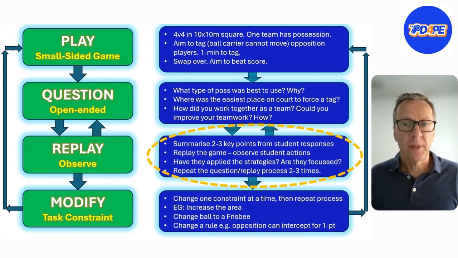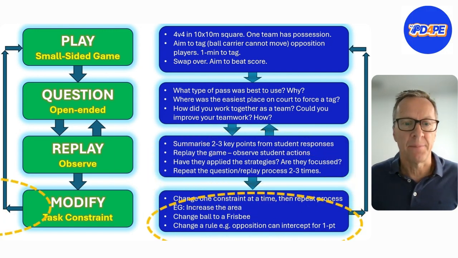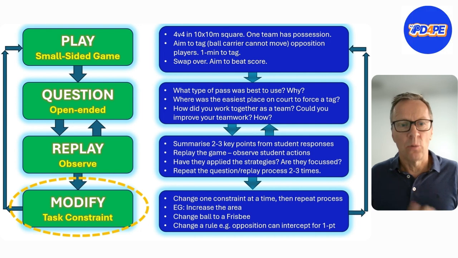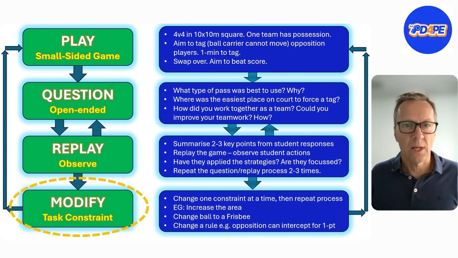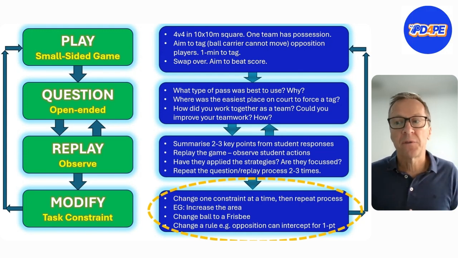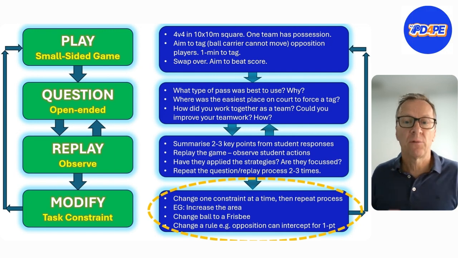All right, so we can repeat that process a few times until we're happy that we're seeing some really good student responses in that game. Then we would modify one element of the game or one constraint. So remember what our definition of the constraints were from within the module. So an example could be, all right, we are now going to increase the size of the area to maybe about a 15 by 15 meter, and we're going to replay the game.